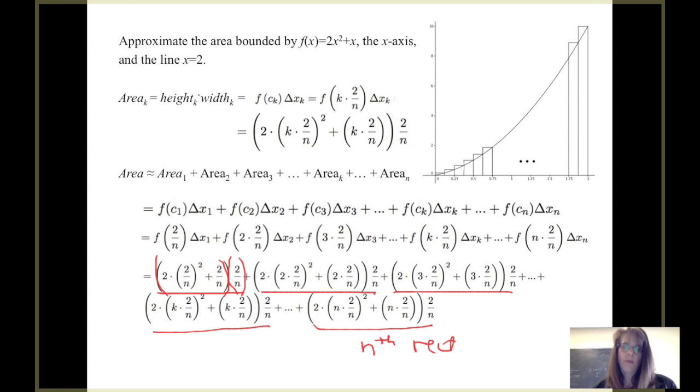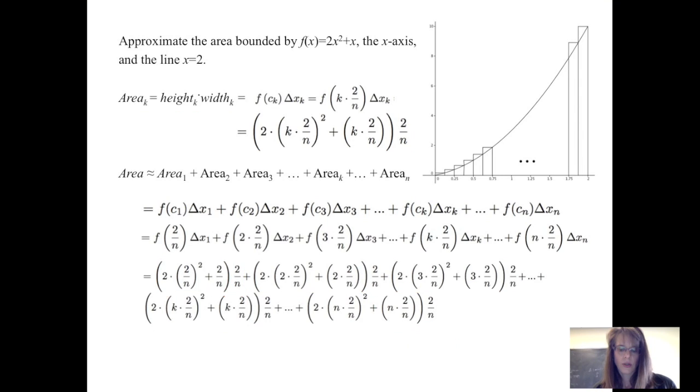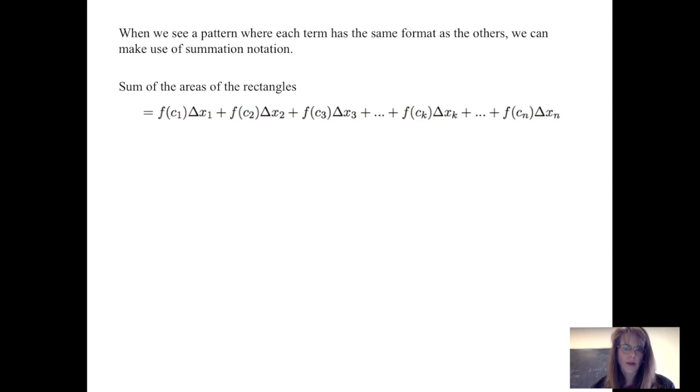Now, it gets rather cumbersome to write this all out. But when we see a nice pattern and we see that the area of the kth rectangle always looks basically the same format, I can use summation notation to express the sum. And we noted that the sum of the areas of the rectangles looks like this from the previous slide, which we can express as the sum from k equals 1 to n of f evaluated at c sub k times delta x sub k.